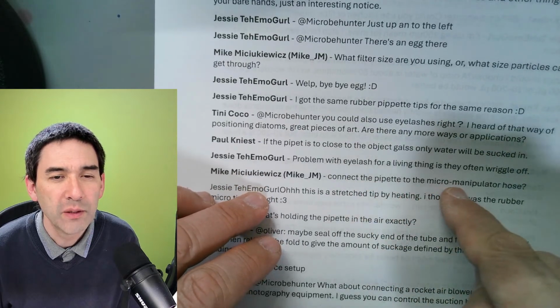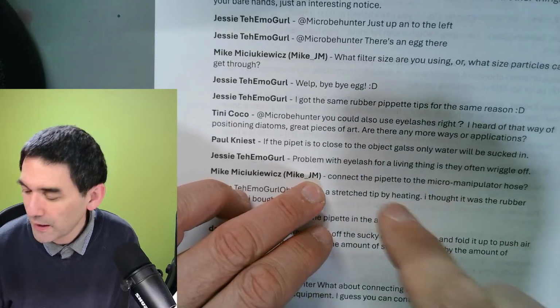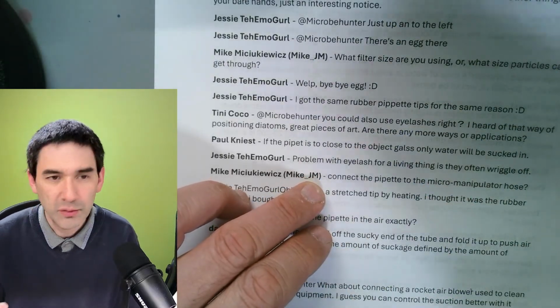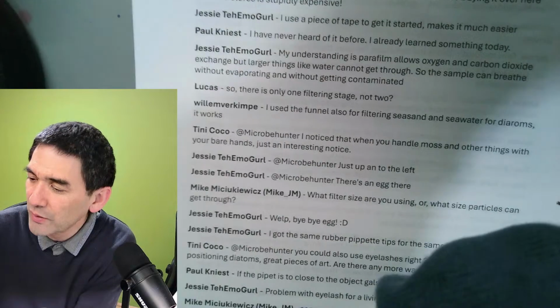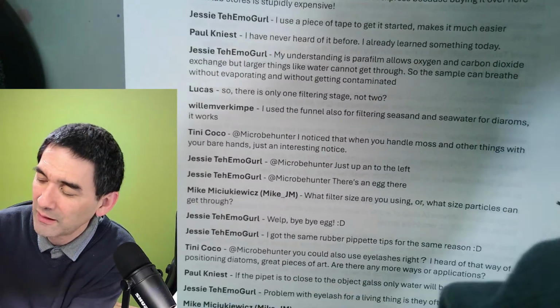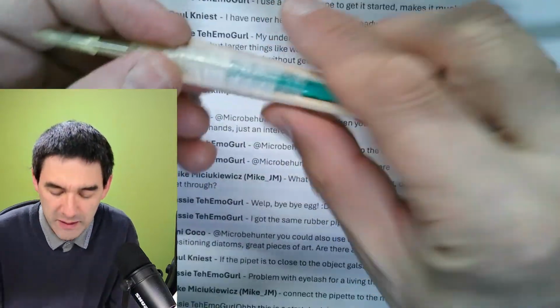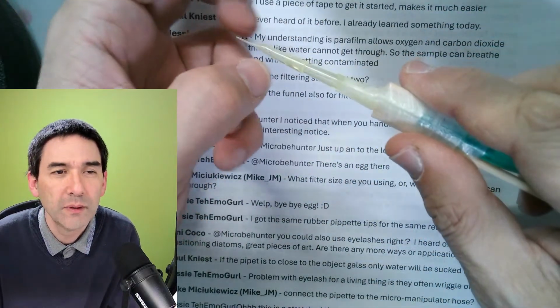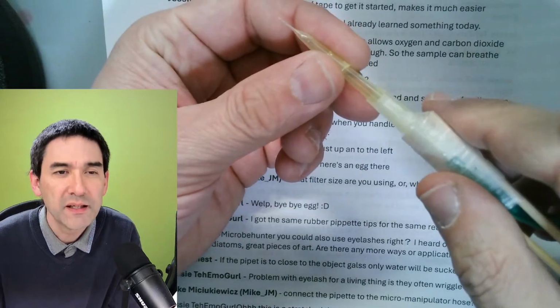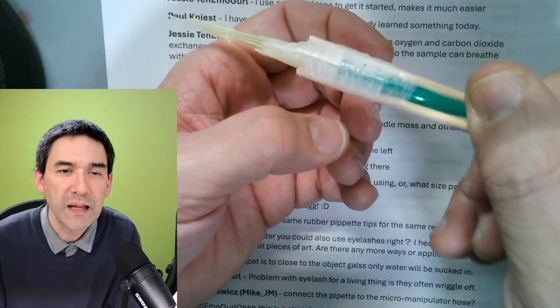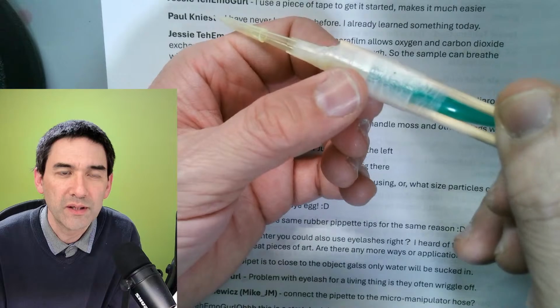Connect the pipette to the micromanipulator hose. Yes, this is what I have done. Because I've already demonstrated it to you, I'm just going to show you how I made that. Okay, so this is basically how it looks. This is how I clamped it to the stand.